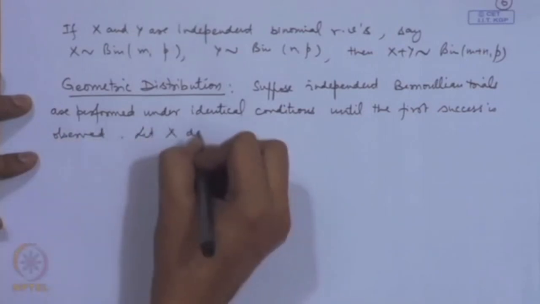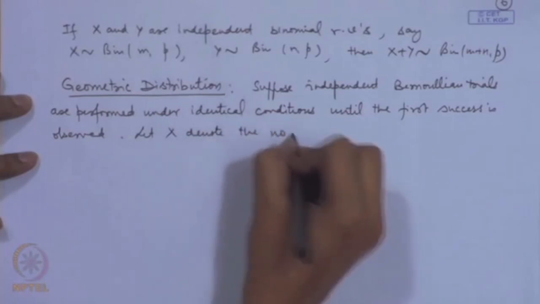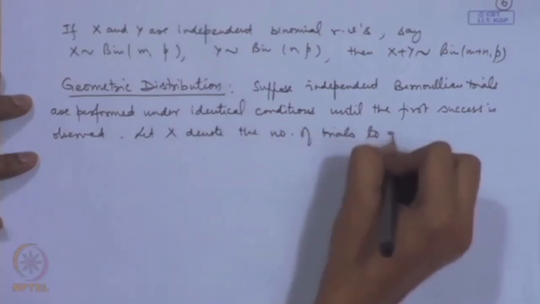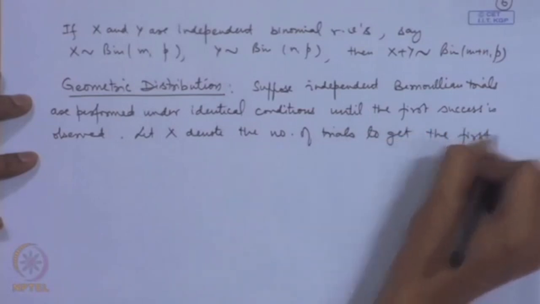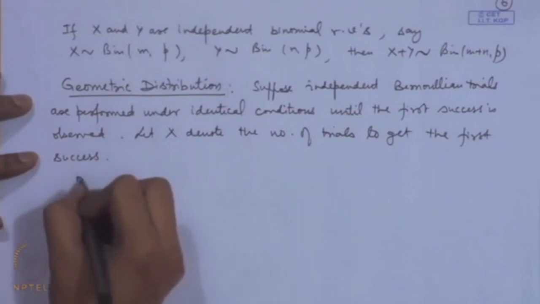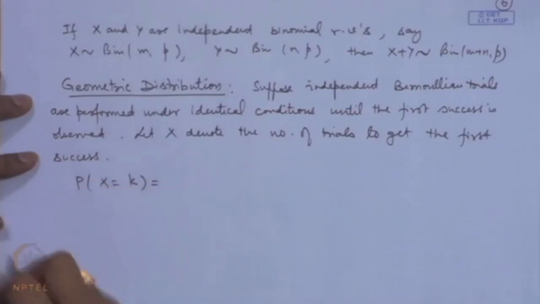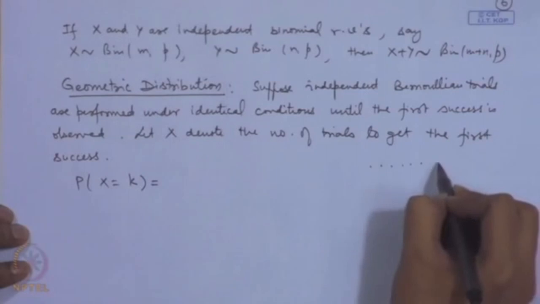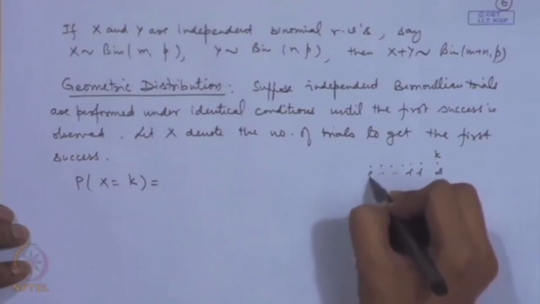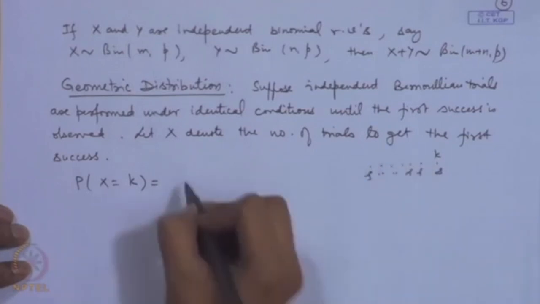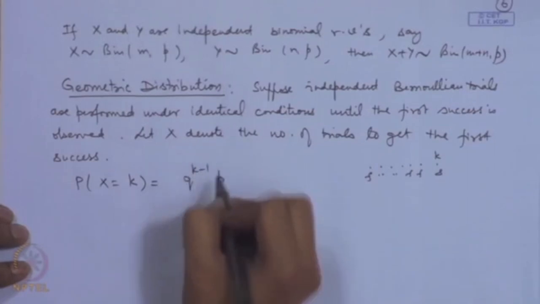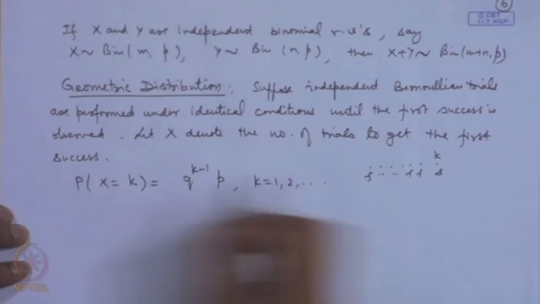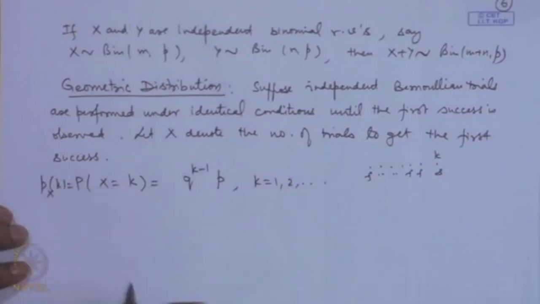Let X denote the number of trials to get the first success. Then what is the probability of X equal to, say, k? Now, the trials are performed and all of them are failures till the kth trial. If I am saying this is the kth trial where the success is observed, before that all of them are failures. That means k minus 1 failures are there. So, you have q to the power k minus 1 into p, where k can take values 1, 2 and so on. So, this is the probability mass function of this distribution. This is known as the geometric distribution.